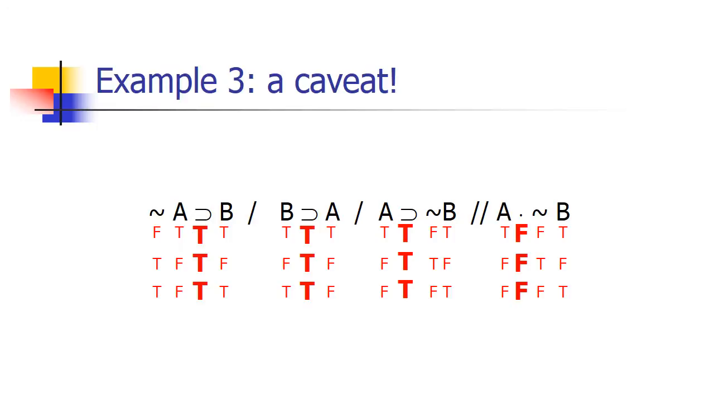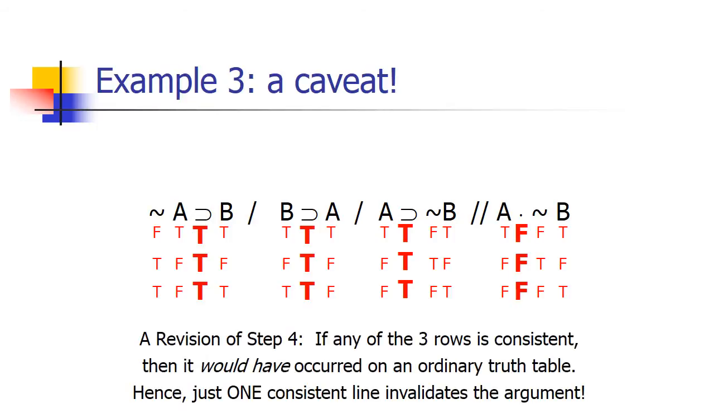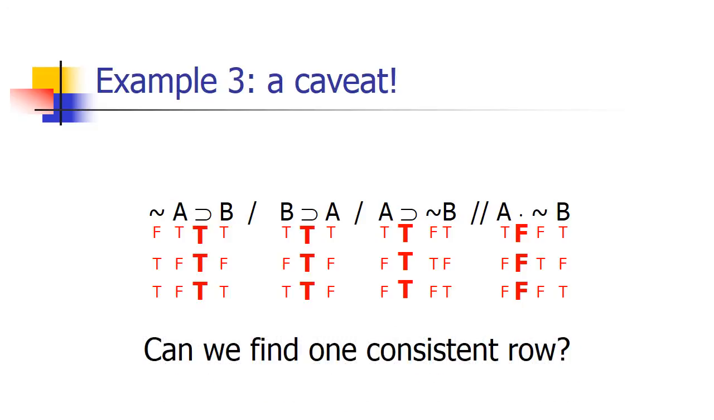So what have we found here? Let's take a look at each one of these. So in the revision of step 4 that I gave you earlier, if any one of the 3 rows is consistent, then we would have found that row on an ordinary truth table. One inconsistent line invalidates the argument. So the next question is going to be, can we find one consistent row, one consistent way of affirming the premises and denying the conclusion?